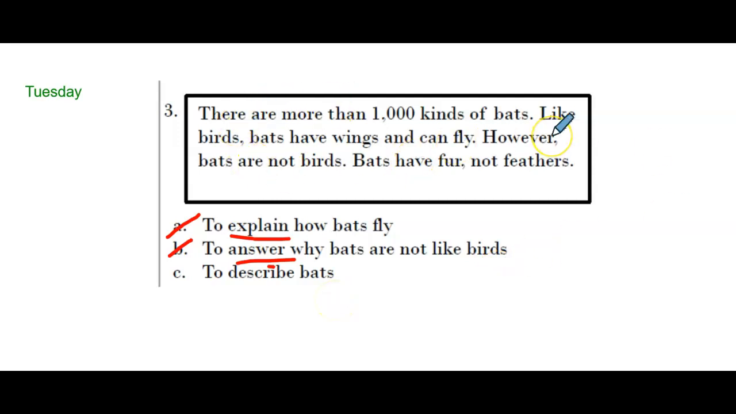Let's look back at the passage. Well, the passage did say that bats have fur and not feathers. That's giving me a mental picture, or a picture in my mind, about what a bat looks like. It also says bats have wings and can fly. That's also describing what a bat looks like and what it can do. So the best answer choice is C, to describe bats.